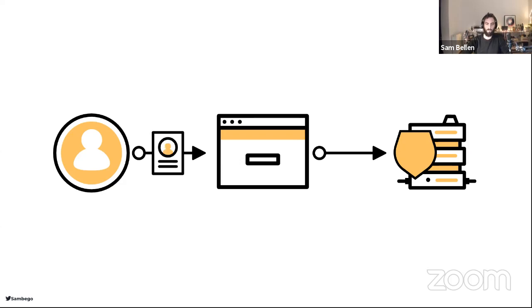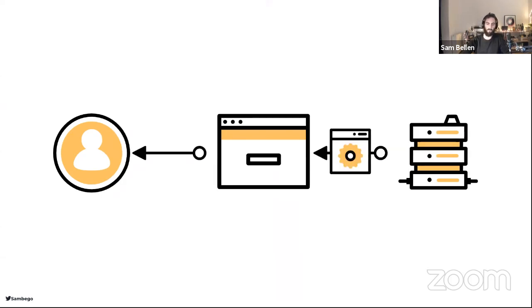So the user is going to enter their credentials, username, password most of the time. And through the browser, we're going to send it to the backend. If you have a user registered for these credentials and they're valid, then we're just going to return the page and the browser is going to render that page.